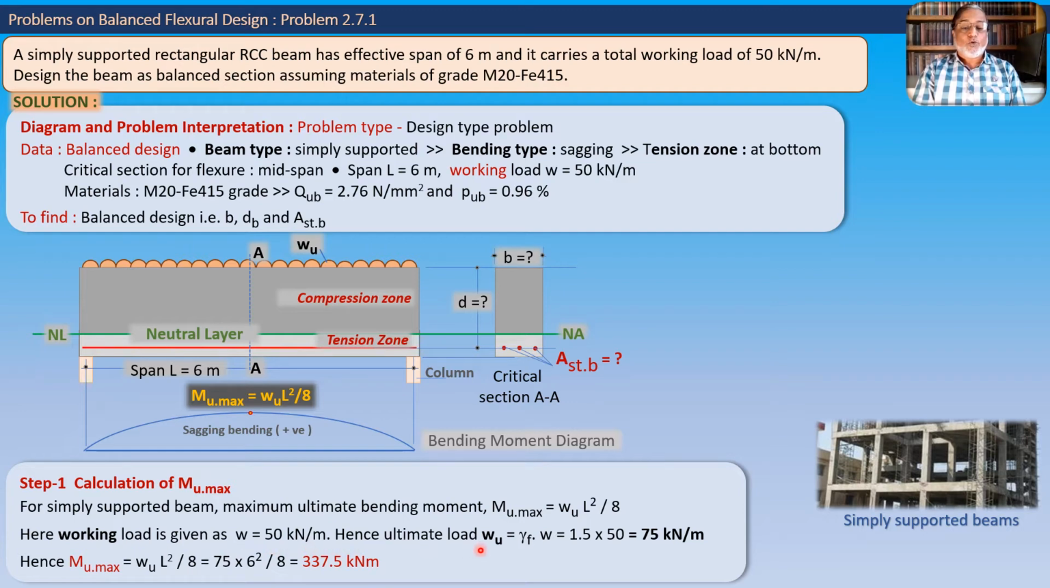Hence the ultimate load Wu will be gamma F into W, that is 1.5. The value of gamma F is taken as 1.5 according to IS 456-2000, into 50. So this will give us 75 kilonewton per meter. After having converted W into Wu, we can use the formula Wu L square by 8 and put the value as 75 into 6, the span, square upon 8, and this finally amounts to the ultimate maximum bending moment Mu max as 337.5 kilonewton meter. So that was step 1 of this problem. We will continue in the next slide.